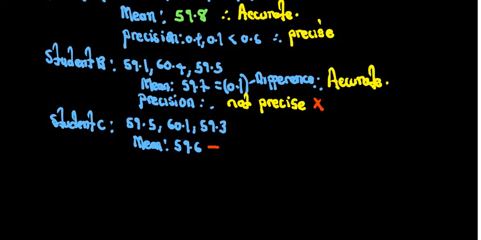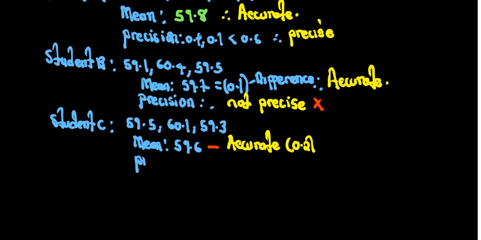So these numbers are what? Are accurate. They are accurate. What was the difference? The difference was 0.2 between the exact value and the mean for this number here, which is less than 0.5. Were they precise? Let's find out.